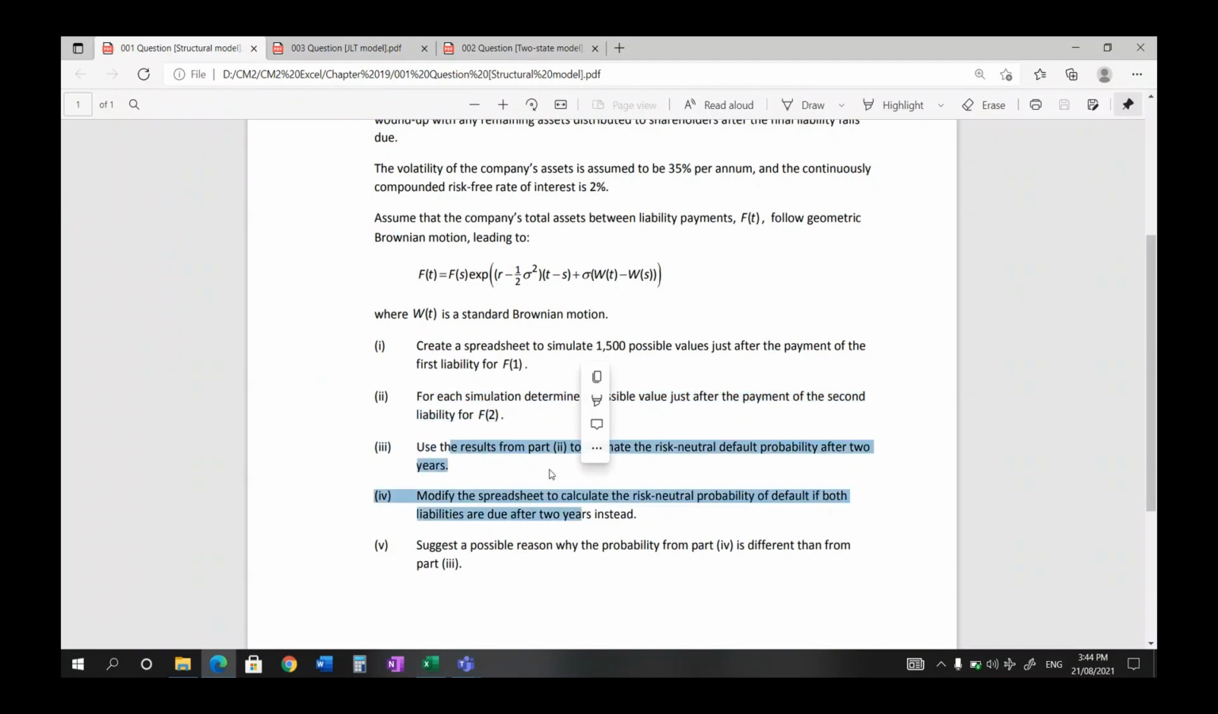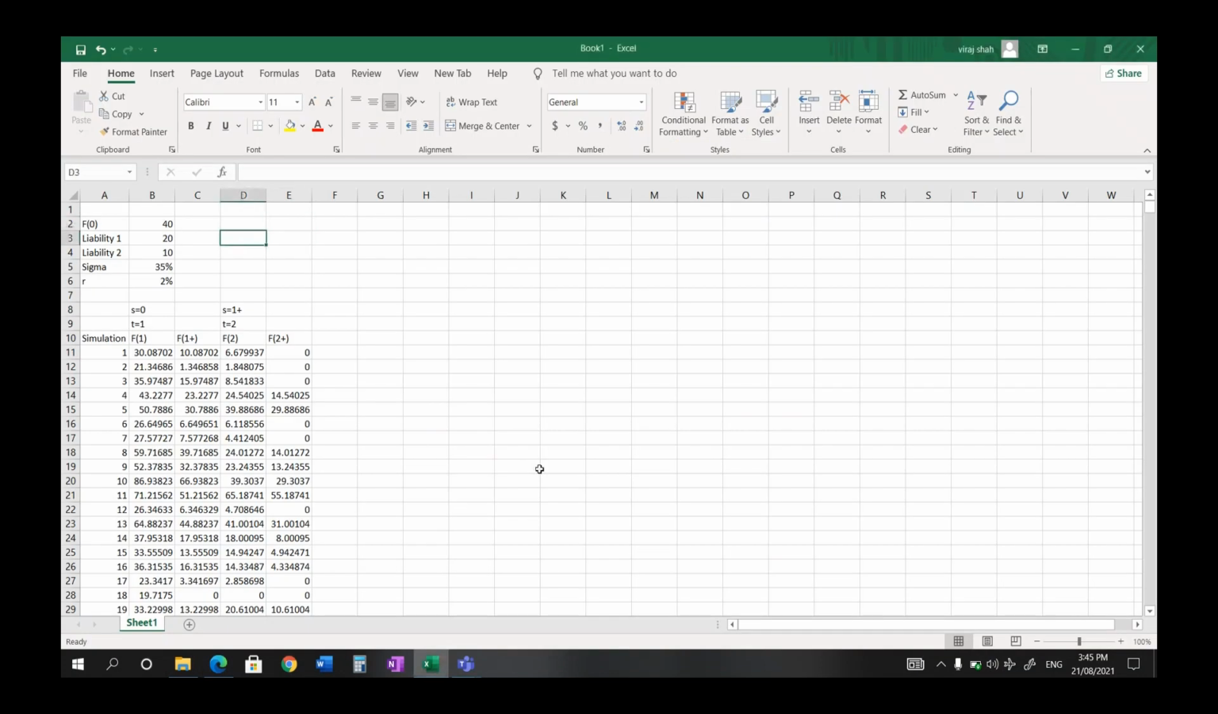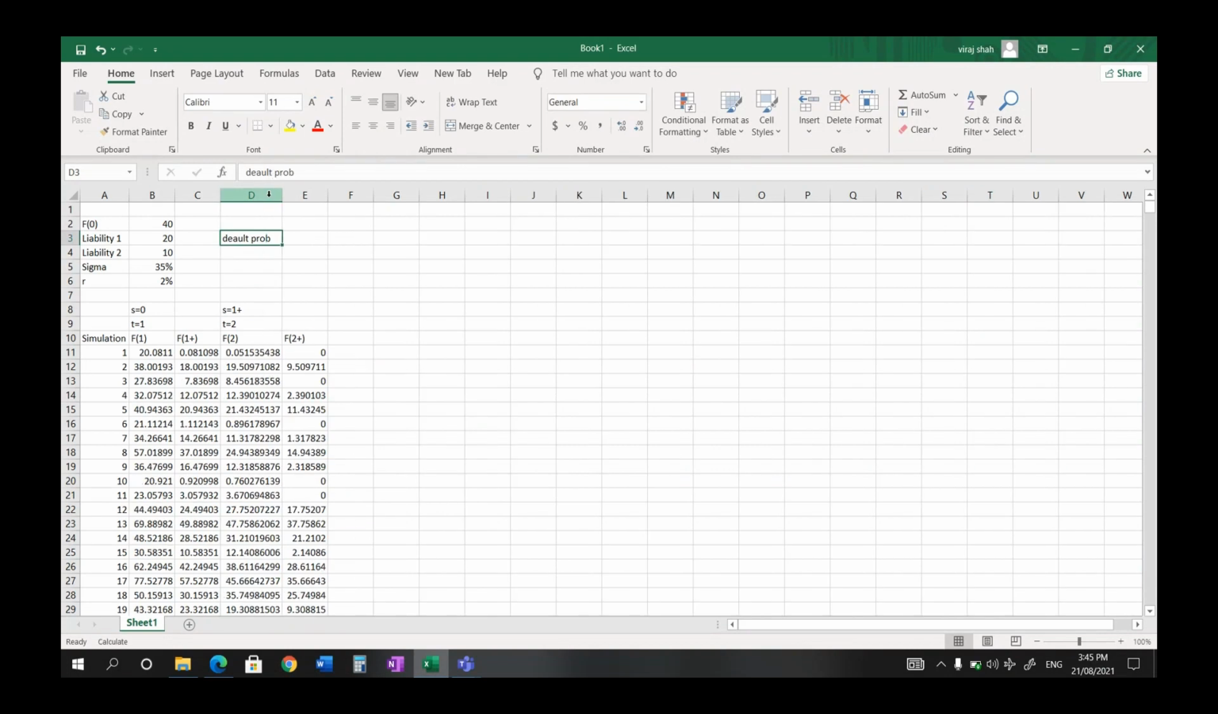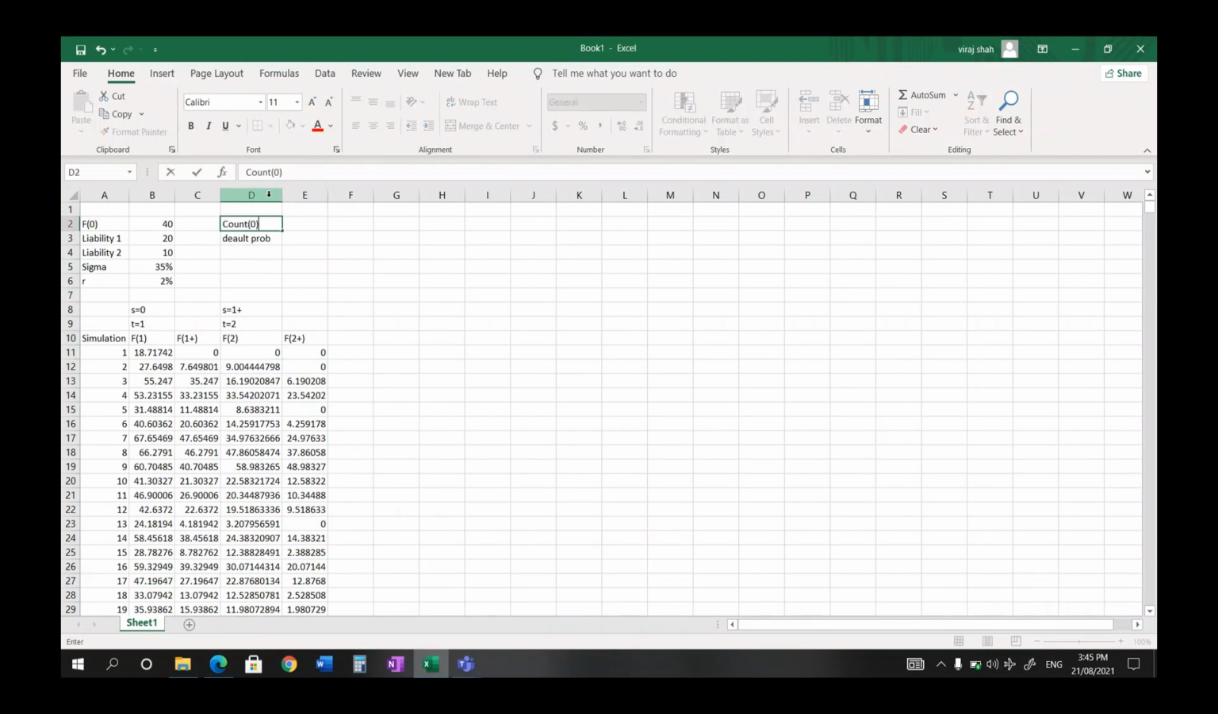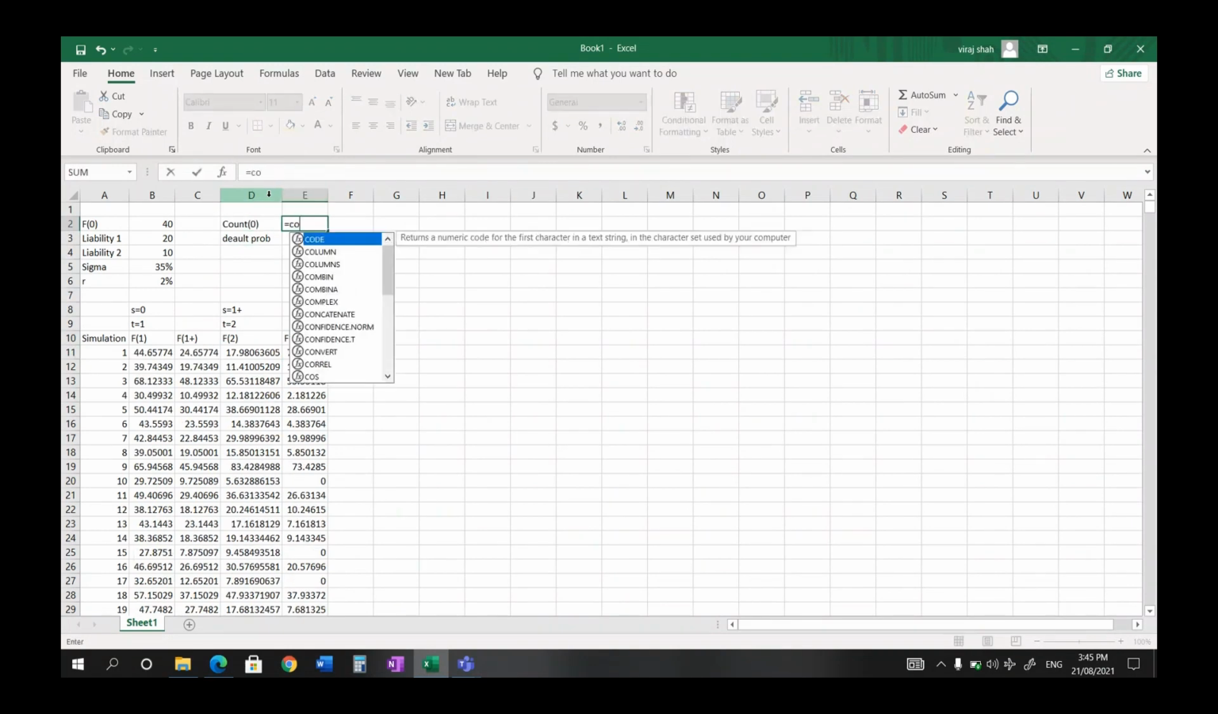Use the results in part 2 to calculate the risk-neutral default probability. So basically, I have to calculate my default probabilities. So when would default occur? Default would happen when this value is 0. This is because your fund value was less than your payment, therefore you got 0. So we'll just count all your zero values.